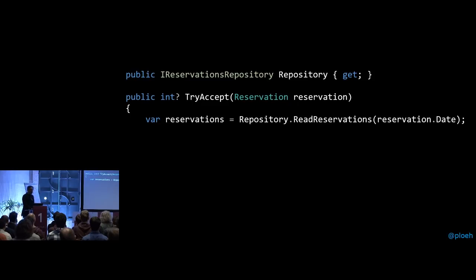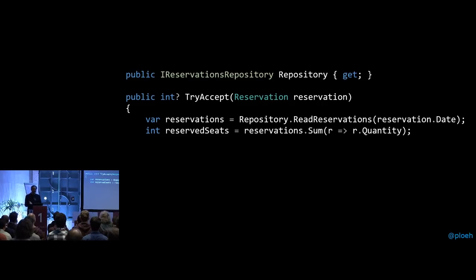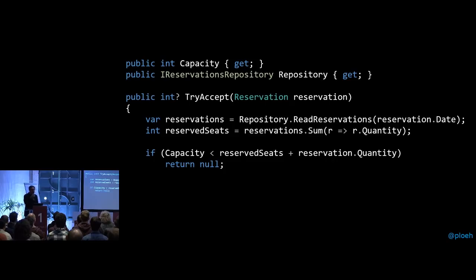And that's just some reservations, and we can do a sum over all the quantities, and that gives me a number of reserved seats. So those are all the seats that are already reserved for that particular date. And if we also know the capacity of the restaurant, we can make a business decision. So if the remaining capacity is too little, we have to return null.